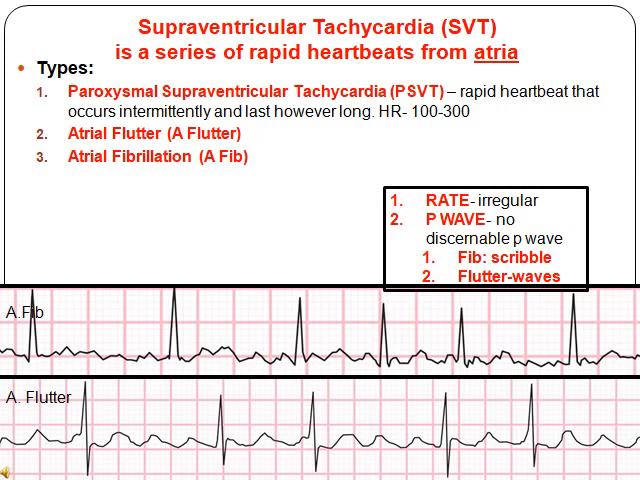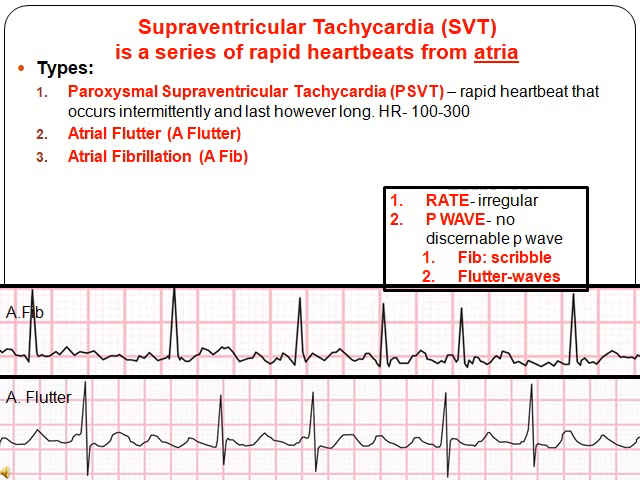There are different types. Paroxysmal supraventricular tachycardia is a supraventricular tachycardia, so the atria are contracting way faster than the ventricles, but it's paroxysmal. It just means that it occurs intermittently and lasts for however long. So it could occur randomly and last very short, occur at a different random time, and last very long.